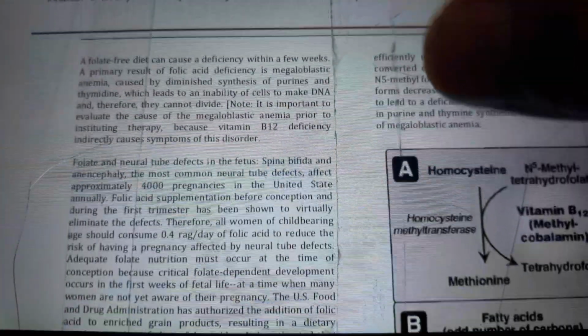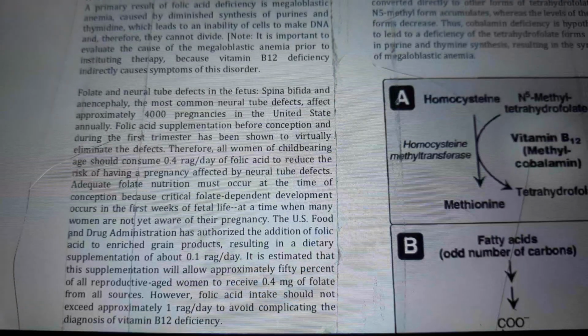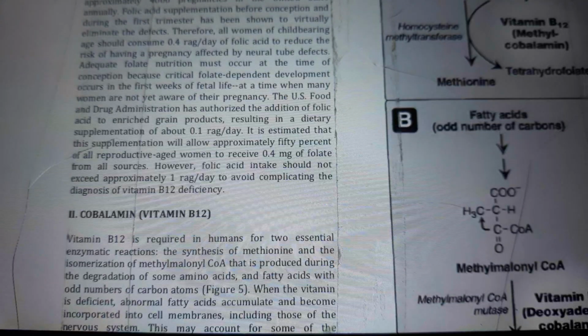Right, and we proceed to the next page. A folate-free diet can cause a deficiency within a few weeks. A primary result of folic acid deficiency is megaloblastic anemia caused by diminished synthesis of purines and thymidine, which leads to an inability of cells to make DNA, and therefore they cannot divide. Note that it is important to evaluate the cause of the megaloblastic anemia prior to instituting therapy, because vitamin B12 deficiency indirectly causes symptoms of the disorder.